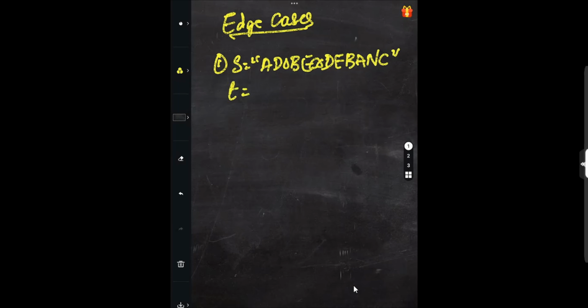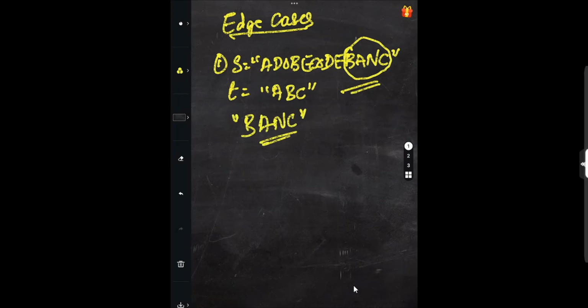T is given as ABC. The shortest substring containing all the characters from T is BANC. We discussed that while explaining the example itself. So the output will be BANC. This is the basic one.